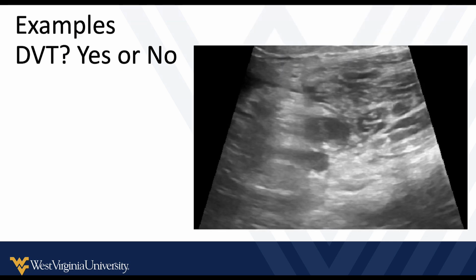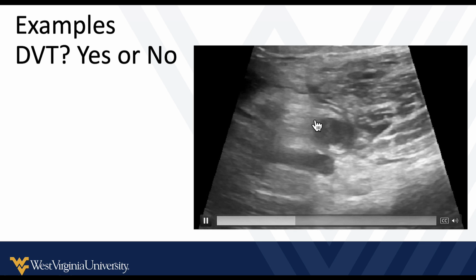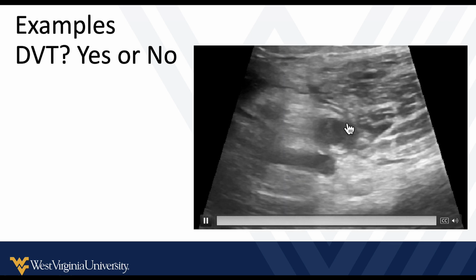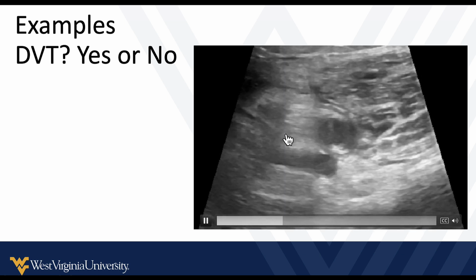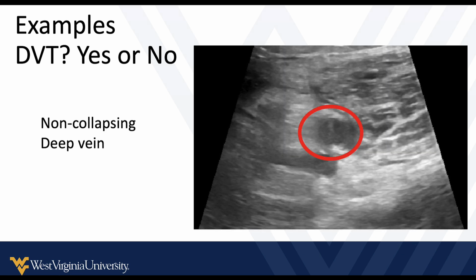And here we're in the popliteal fossa, so the artery is deep. We see the popliteal vein sitting superficial to the popliteal artery, and again, it's not compressing, and we can see the echogenic material within. So this is a popliteal DVT.